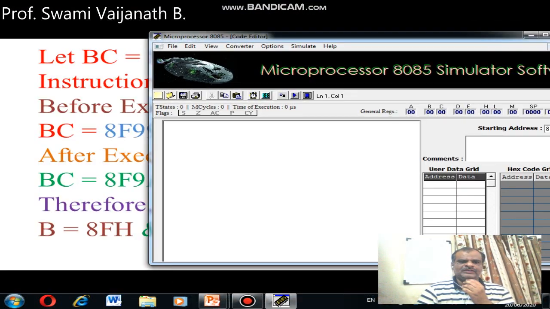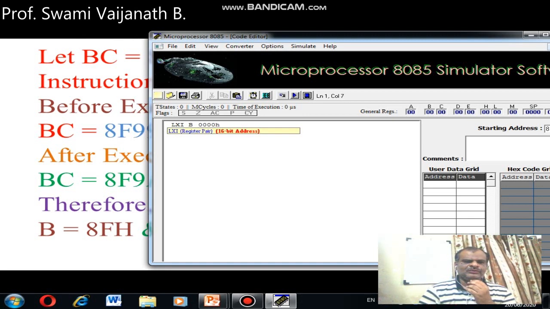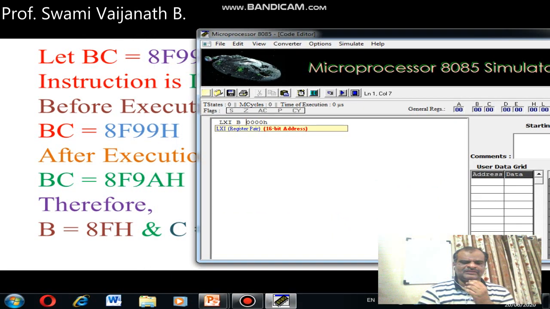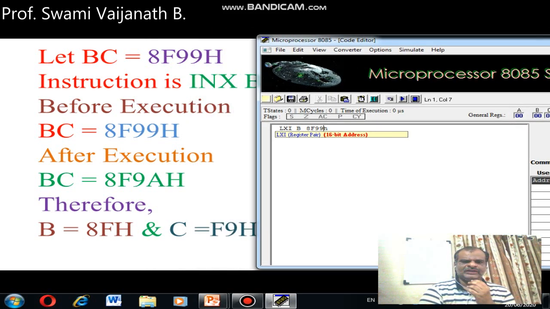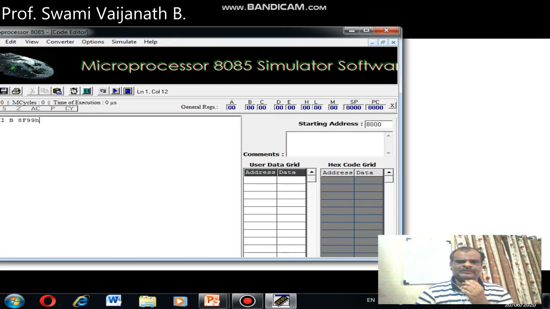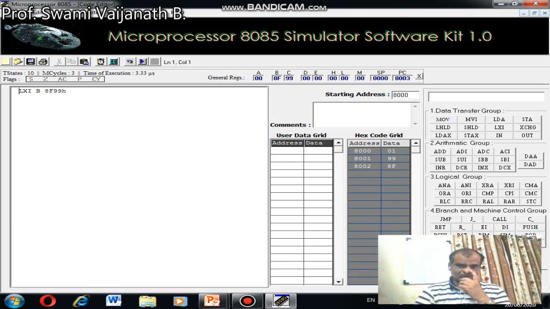For BC initialization, LXI B, I initialize as 8F99H. See here. Then I execute the same concept practically. Then look here: in the B register 8FH, in the C register 99H, and after instruction INX B, what happens?